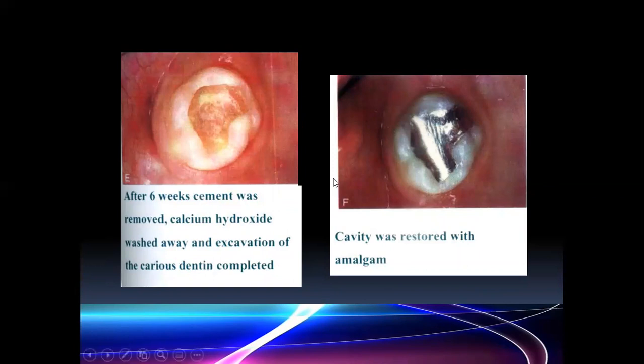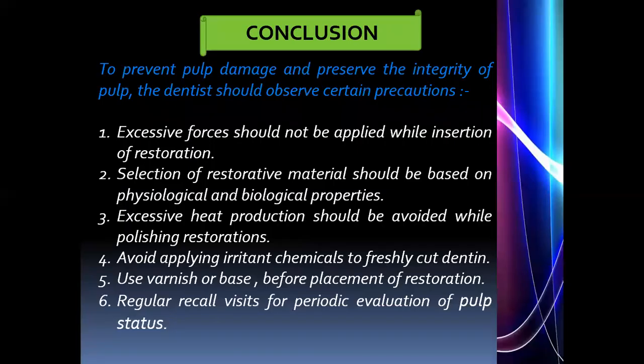The patient should give negative history, such as the patient should not complain of any spontaneous pain or tenderness on percussion. A radiograph is taken and checked for any reparative dentin formation. After 6 weeks, the cement is removed and the calcium hydroxide is washed away. The excavation of the remaining caries dentin is completed. Again, a calcium hydroxide liner is given in the deepest portion of the cavity. A base is placed, followed by a permanent restoration.